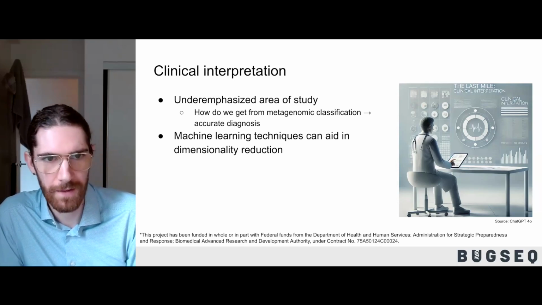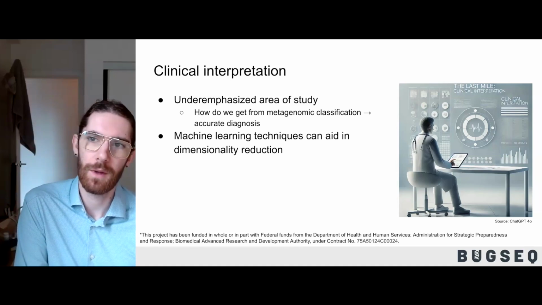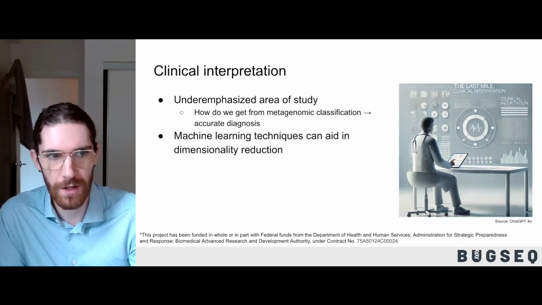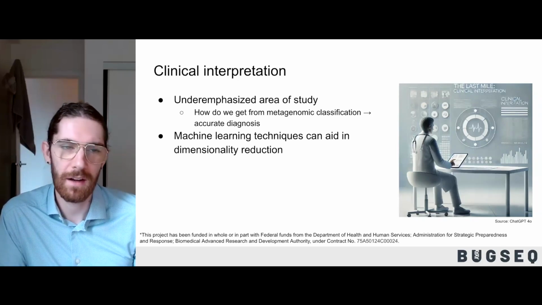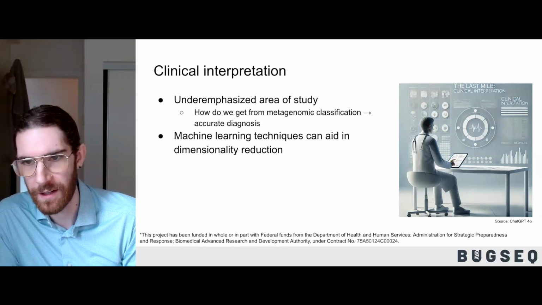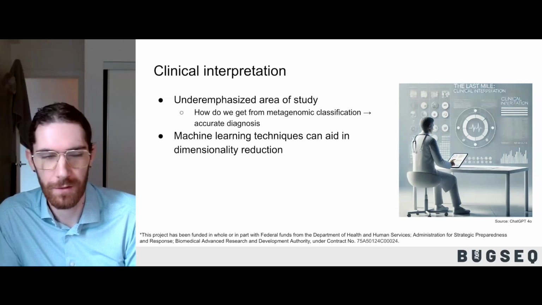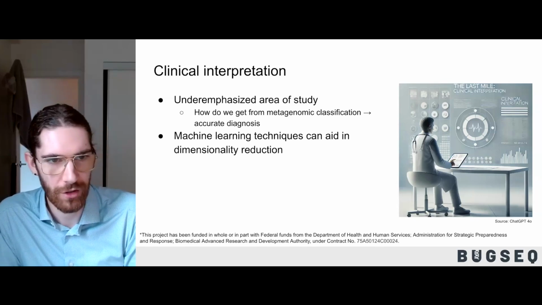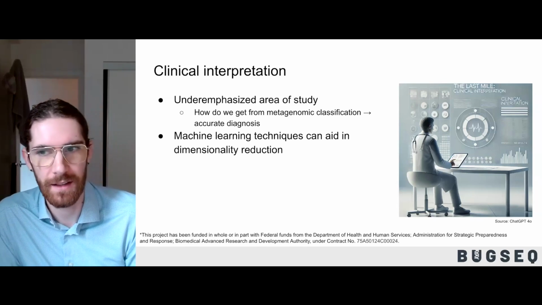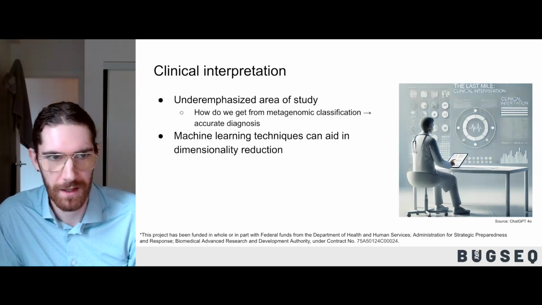We see this as a really underemphasized area of study and wanted to answer the question, how do we get from metagenomic classification reports that contain a lot of tables, a lot of different summary metrics, and provide that in a format that allows clinicians to provide an accurate diagnosis without having to individually summarize or set thresholds for each individual application? And we think machine learning techniques can really aid in this dimensionality reduction of highly dimensional metagenomic sequence data.